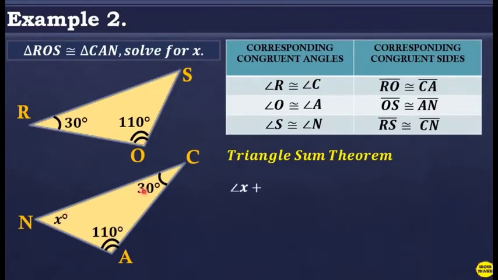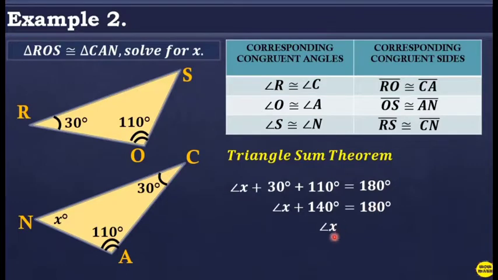So, ang gagawin natin, i-add natin si angle X plus 30 plus 110, equate natin siya sa 180. So, we will have angle X plus this is 140 is equal to 180. So, angle X is equal to 180 minus 140. So, we have 140. So, therefore, angle X is equal to 40 degrees. Okay, so angle X is equal to 40 degrees. Now, therefore, this is 40 degrees.